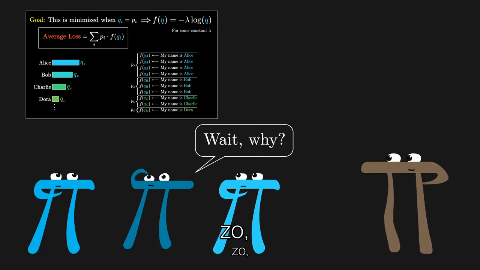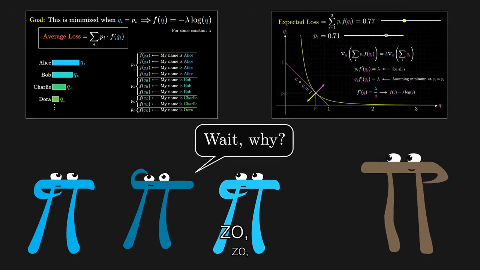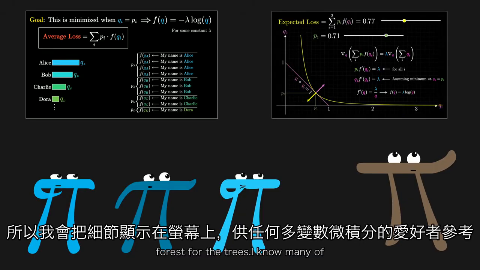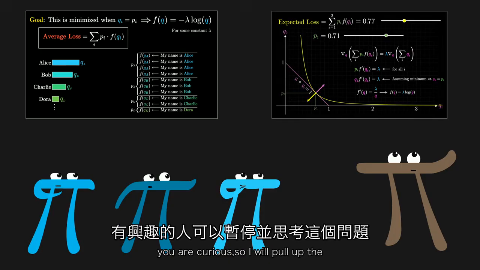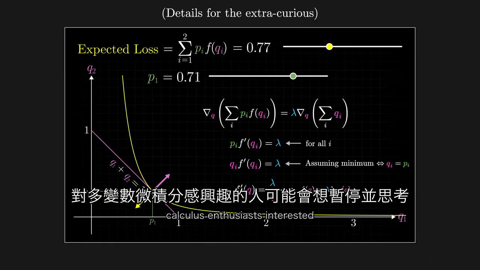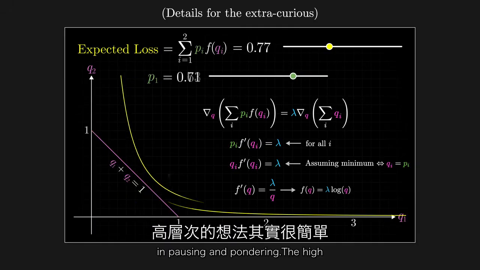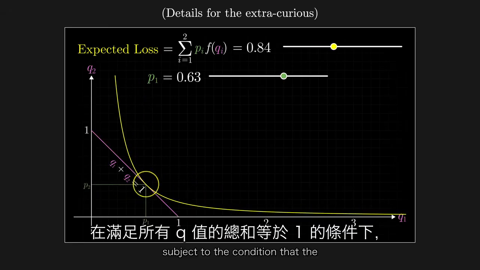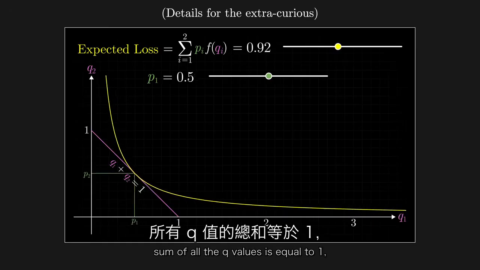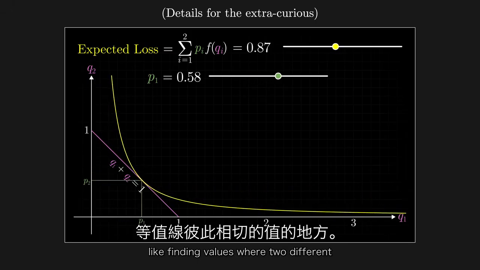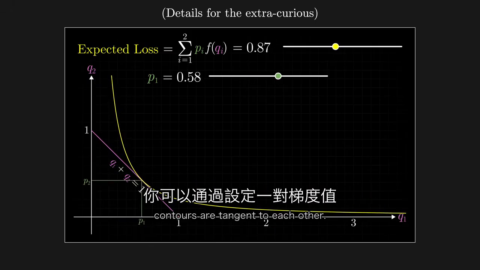I'm hesitant to derail us too much by delving into the details, which involves something called a Lagrange multiplier, since there's a risk of losing the forest for the trees. I know many of you are curious, so I will pull up the details on the screen for any multivariable calculus enthusiasts interested in pausing and pondering. The high-level idea really is very pretty. It's that to minimize our key expression subject to the condition that the sum of all the q values is equal to 1, you end up with a problem that looks like finding values where two different contours are tangent to each other.